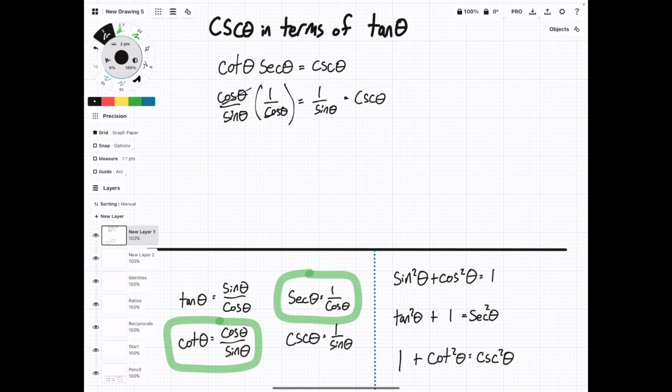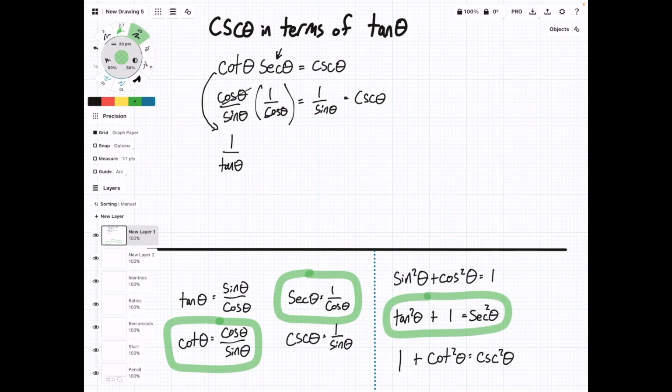And so then what I want to do is rewrite cotangent as 1 over tangent. And then we need to figure out how to write secant in terms of tangent. So to do that, we're going to use this identity here. So let's pull it up. We'll do tangent squared theta plus 1 equals secant squared theta. And solving for just secant means just taking the square root of each side. Secant of theta is equal to plus or minus the square root of tangent squared theta plus 1.